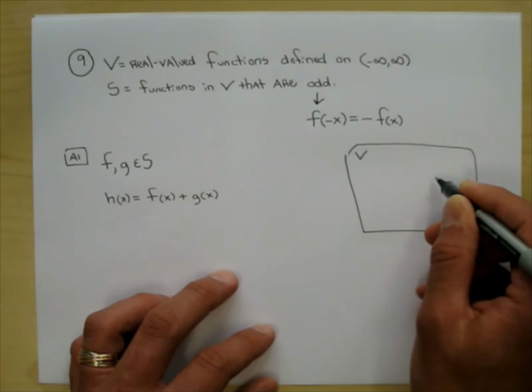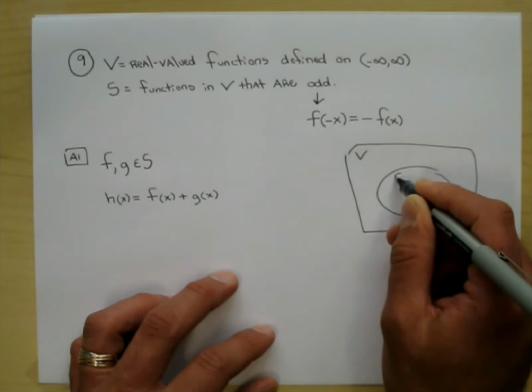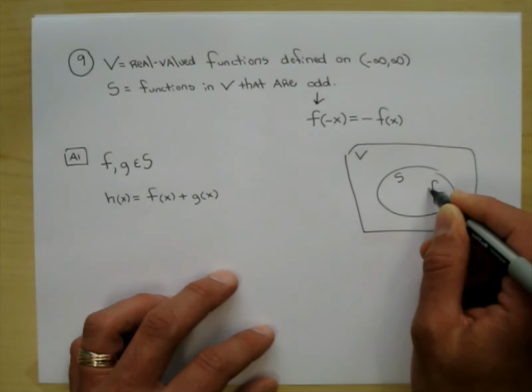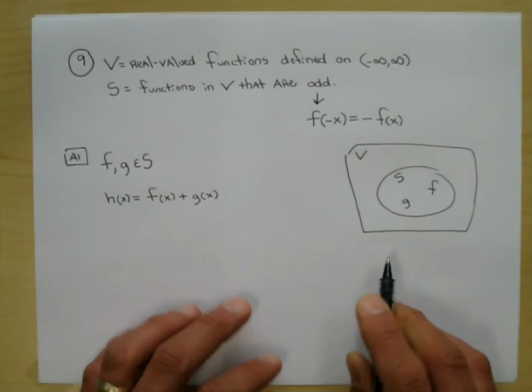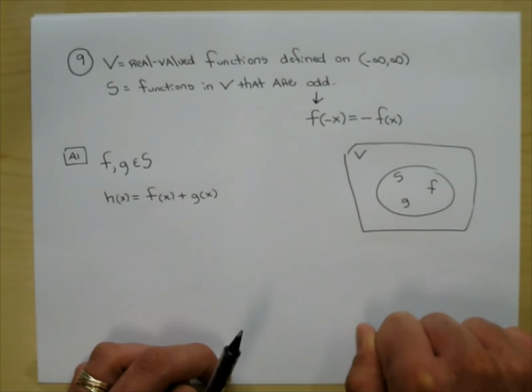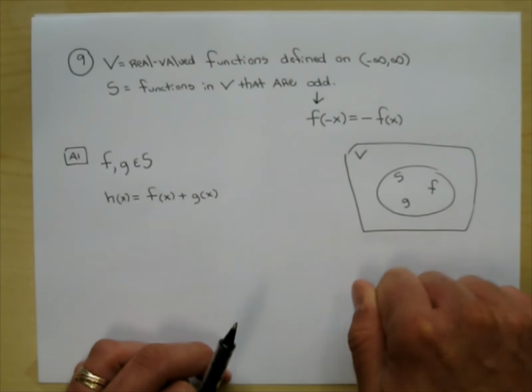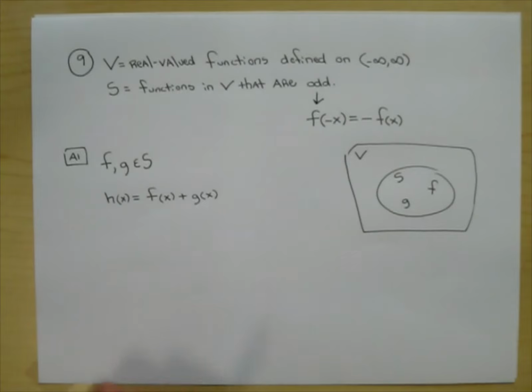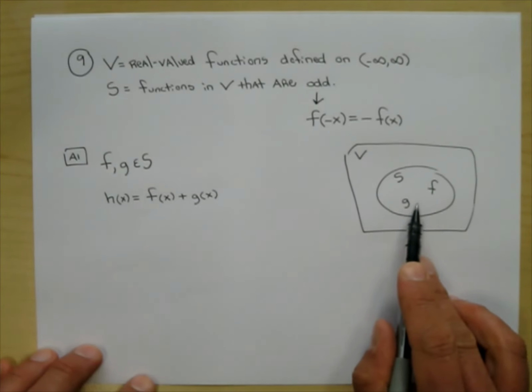Here's vector space V. Here's the party circle. And here's F, and here's G, and they're partying, and they hear a knock on the door. "Hey, can I come in? Can I come in?" And they're like, well, we better check.